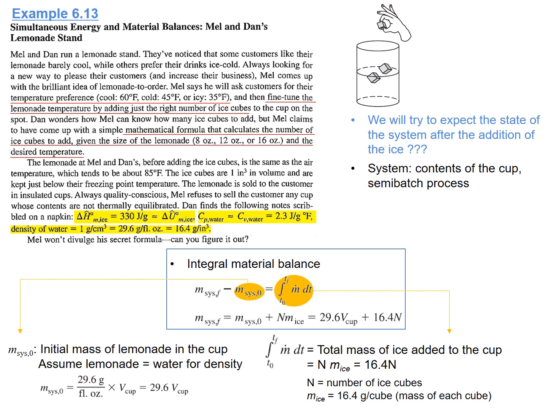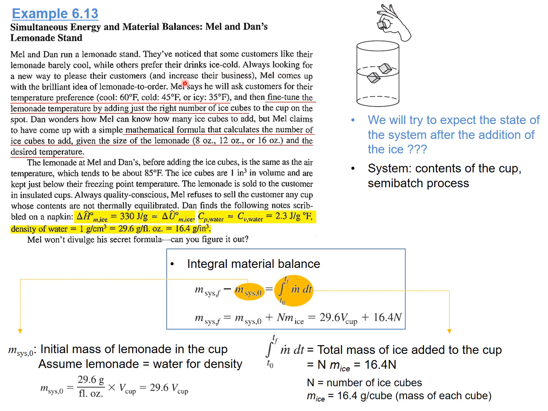Example 6.13. Simultaneous energy and material balances. Mel and Dan's lemonade stand. This is a very interesting example, even if the statement is really long. Mel and Dan run a lemonade stand. They've noticed that some customers like their lemonade barely cool, not very cool, just barely cool, while others prefer their drinks ice cold, really cool.